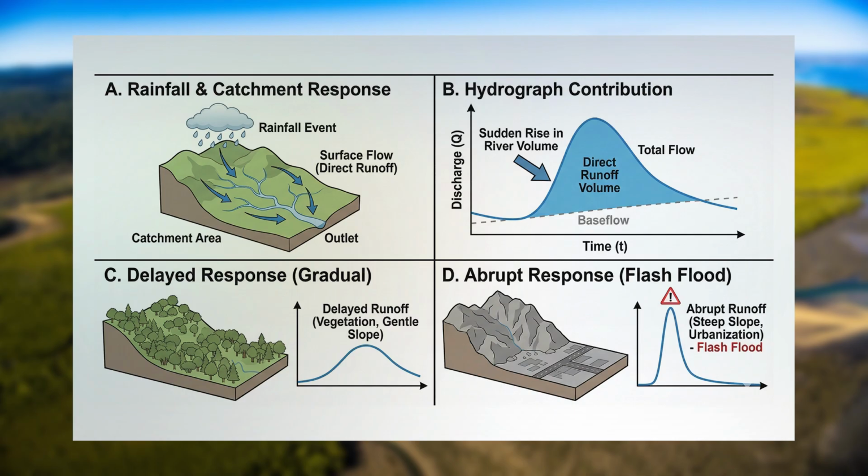Another part of the flow is the contribution from the groundwater. This continuously and smoothly adds to the hydrograph without any major role of rainfall event, and it is called the base flow.